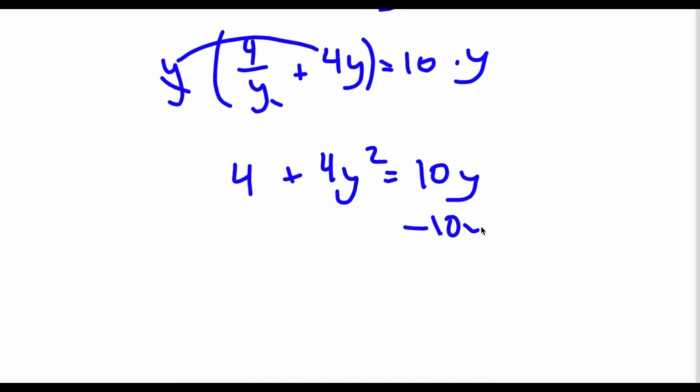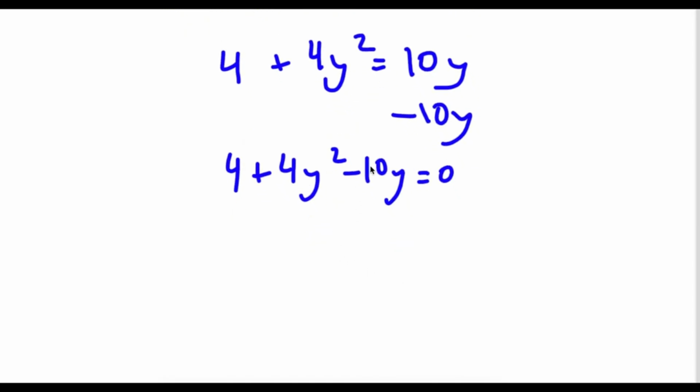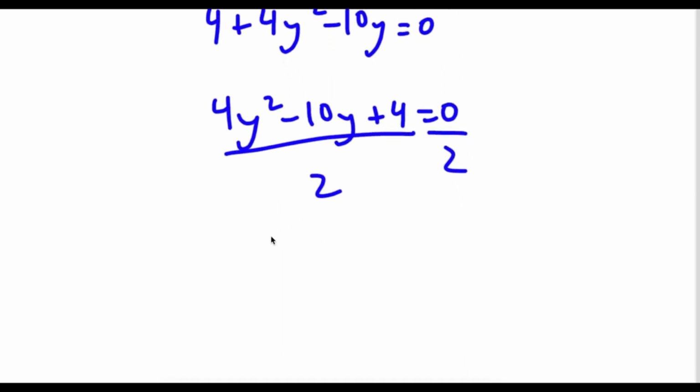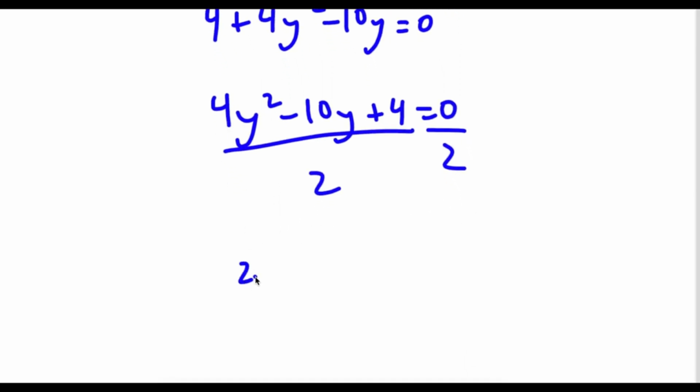Now, I can go ahead and subtract 10y on both sides, so I get 4 plus 4y squared minus 10y is equal to 0. Now, if I rearrange the order here, I get 4y squared minus 10y plus 4 is equal to 0. Now, I can divide both sides by 2. So 4y squared divided by 2 is 2y squared, minus 10y divided by 2 is 5y, plus 4 divided by 2 is 2. This is equal to 0.